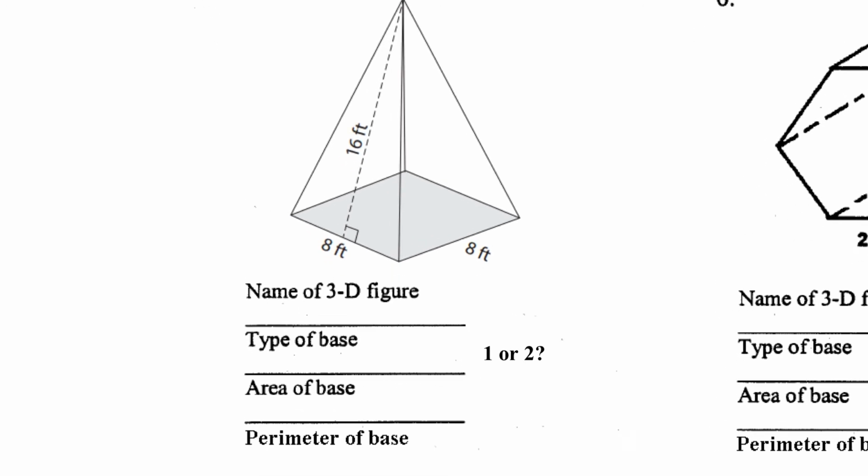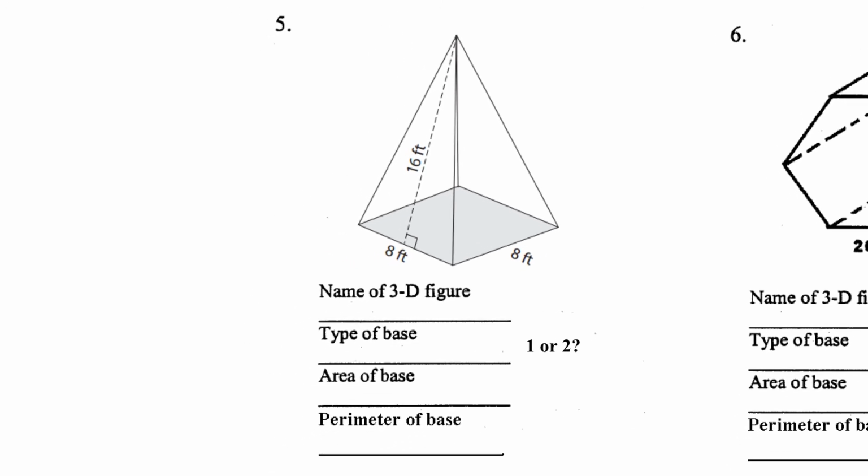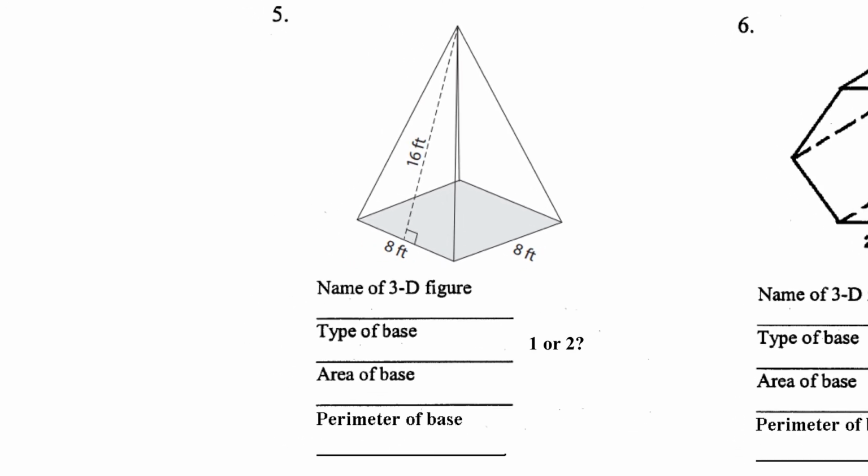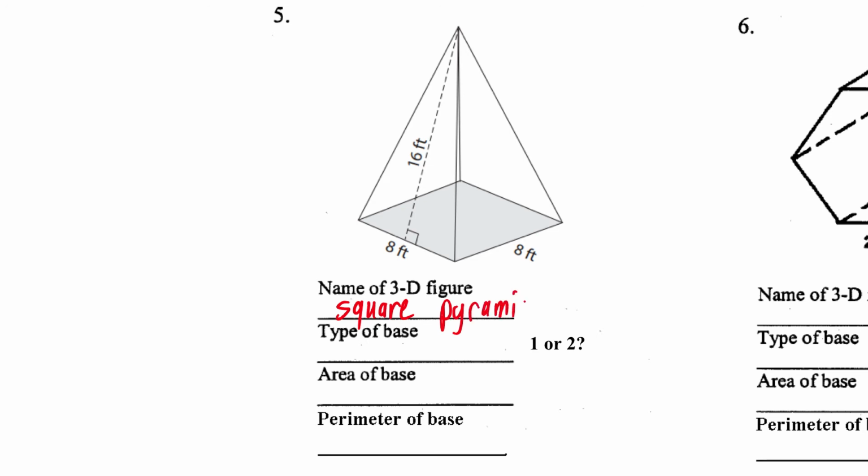Okay, so what is this? Since it's 8 and 8, what shape would you normally say that is? I'm just talking about the base. A square. It's a square, right? So this is a square pyramid. Depending on what the base is, that's what you're going to call it. Yep, that's exactly right.